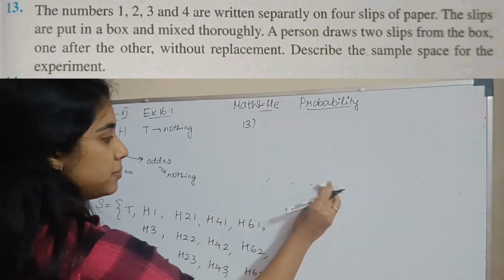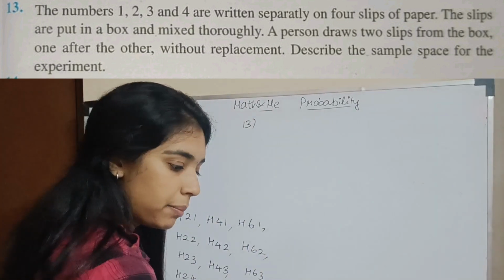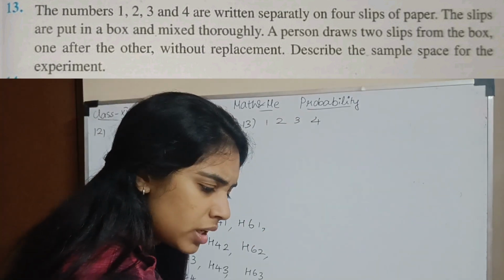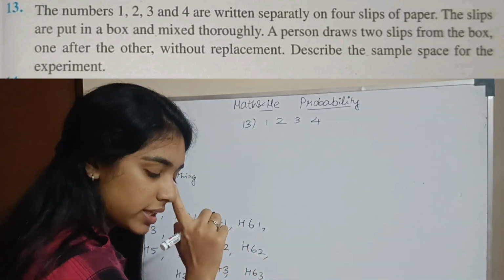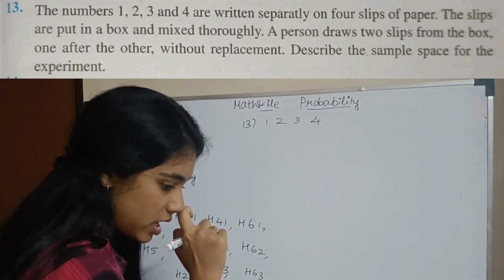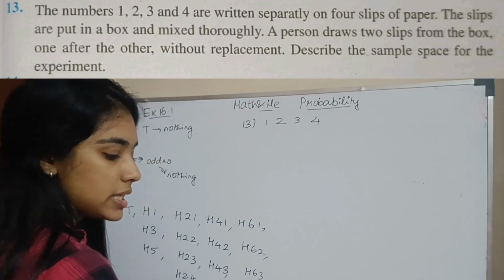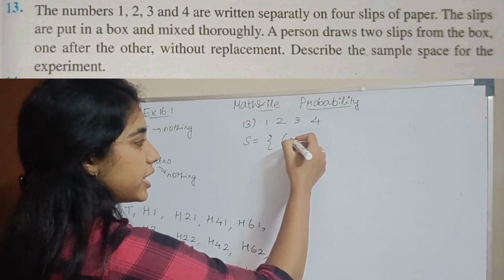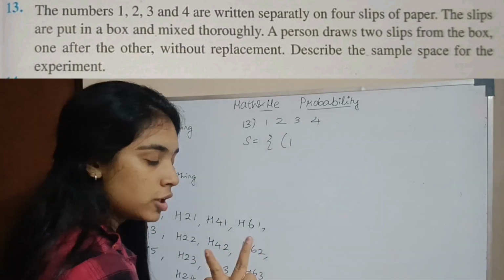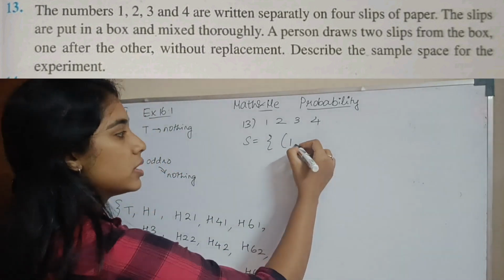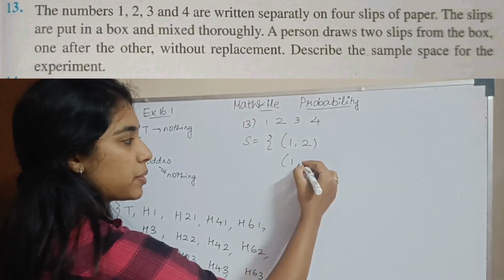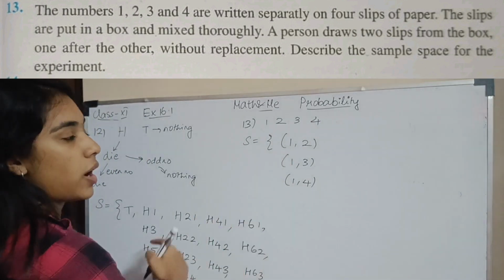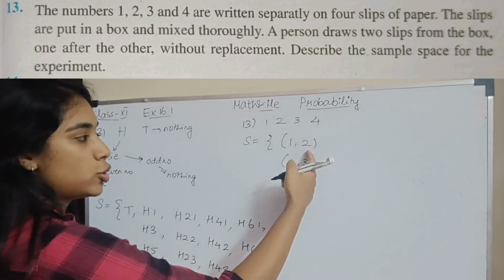Question number 13. The numbers 1, 2, 3, 4 are written on separate pieces of paper. The slips are put in a box and mixed thoroughly. A person draws 2 slips from the box, one after the other, without replacement. Describe the sample space. So how will the sample space be? First you pick a paper. So you can get a 1. You have to pick 2 papers. If your first paper is 1, you get the next paper to be 2 or 3 or 4.